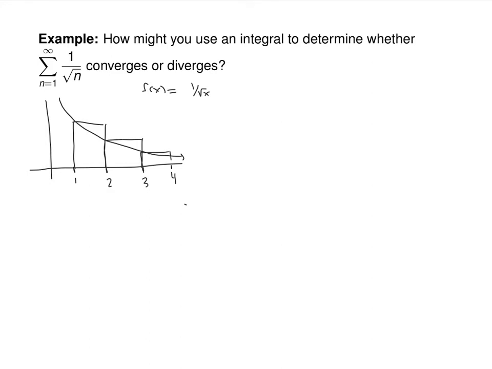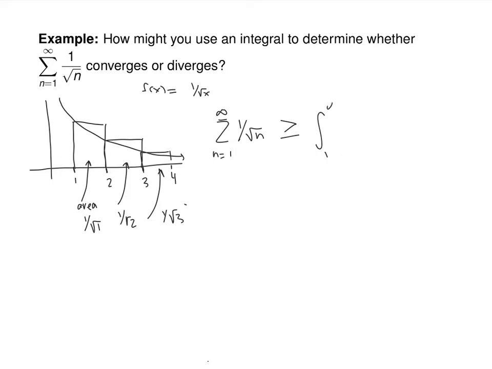Now the area of this first box will be 1 over root 1. The area of the second box will be 1 over root 2. Third box, 1 over root 3. And so from the picture, you can see that the sum from n equals 1 to infinity of 1 over root n is bigger than or equal to the integral from 1 to infinity of 1 over root x.